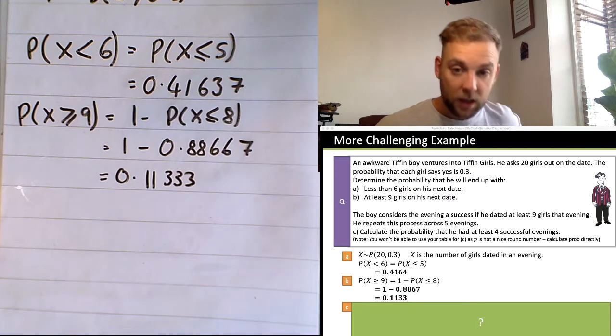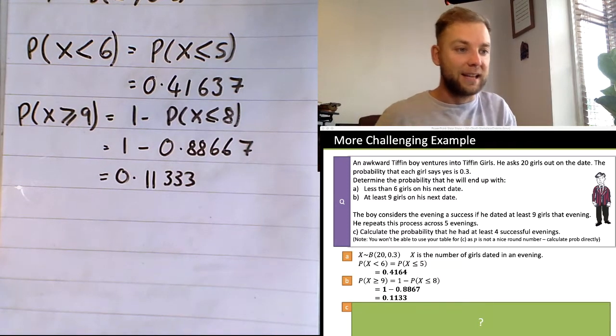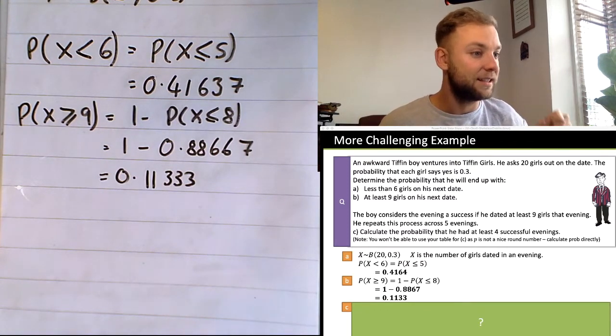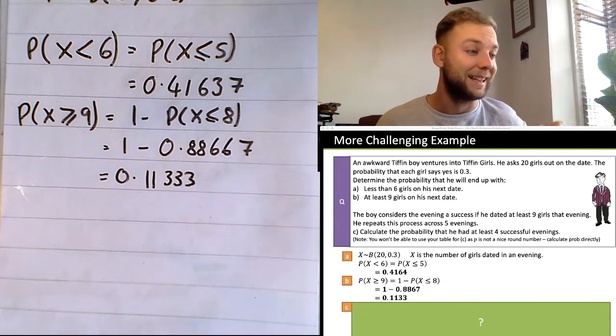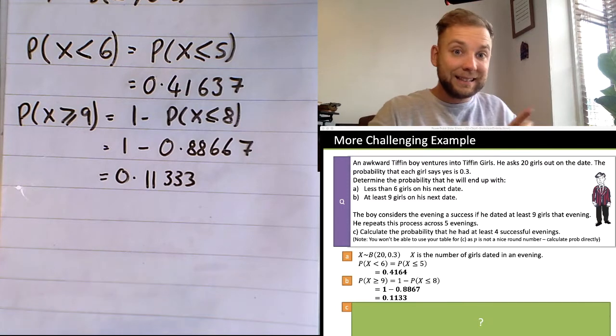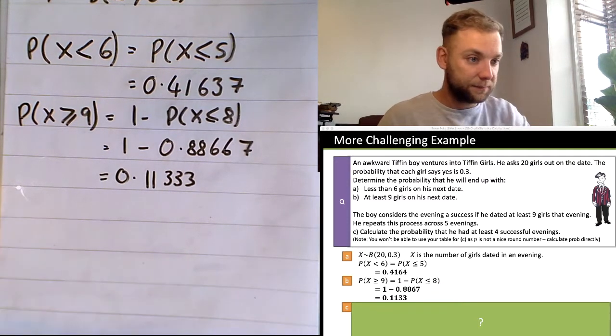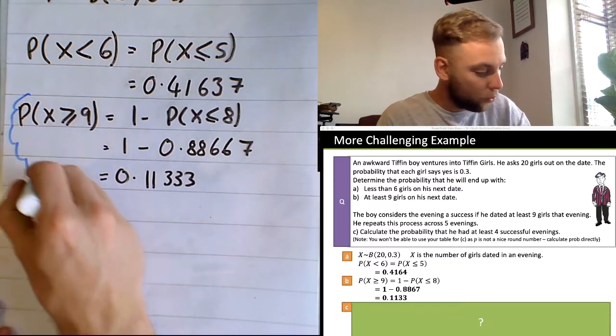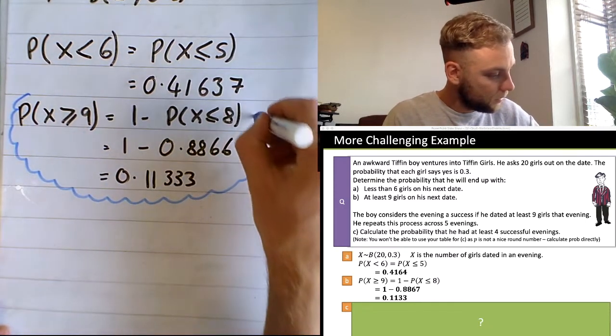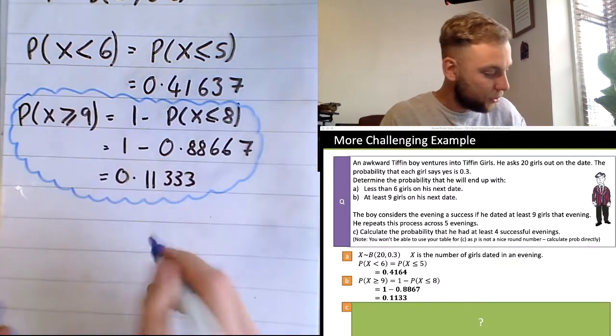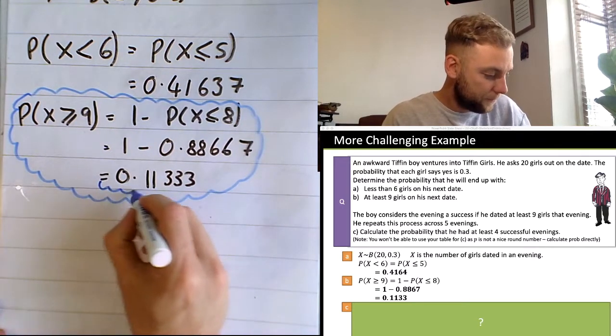So, the first thing we need to think about, it says the boy considers his evening to be a success if he has dated at least 9 girls that evening. So at least 9 girls is the one we just worked out, isn't it, actually? So it's this one. We've actually already worked this out. So at least 9 girls is this one here. Okay?